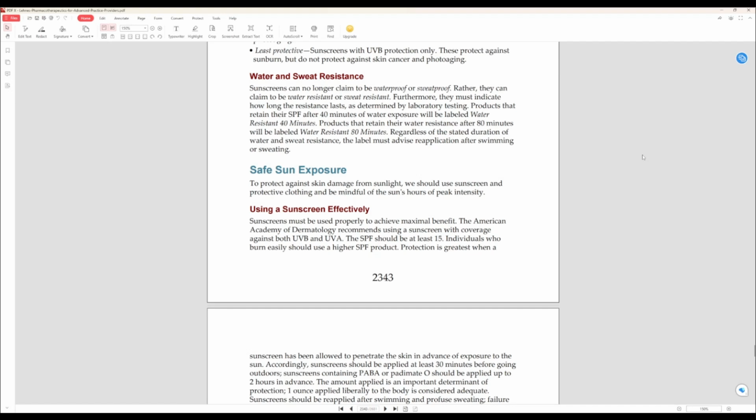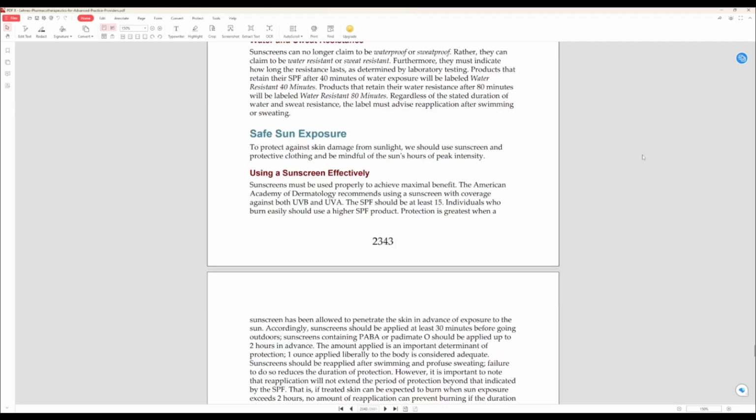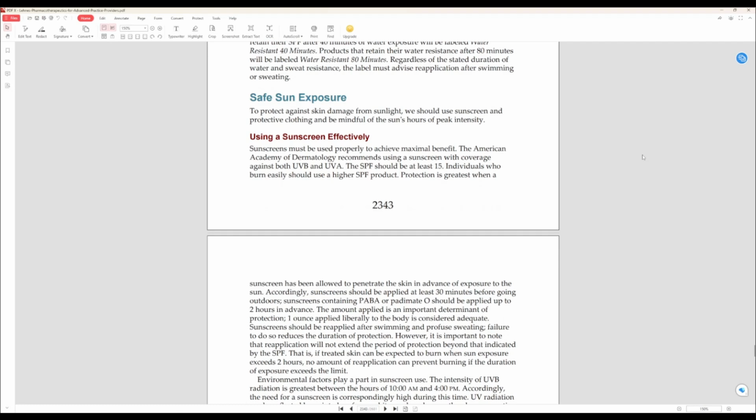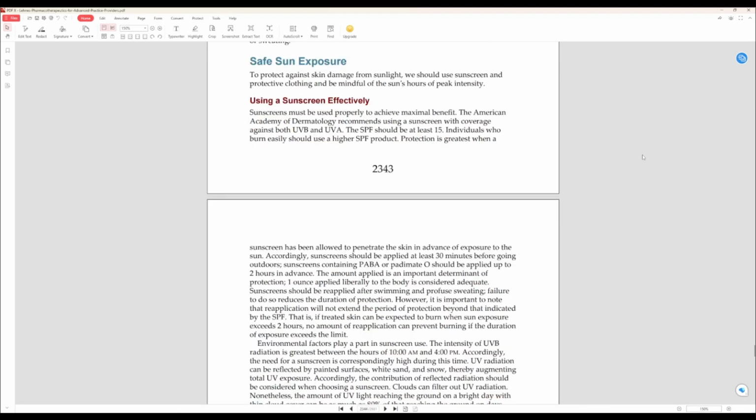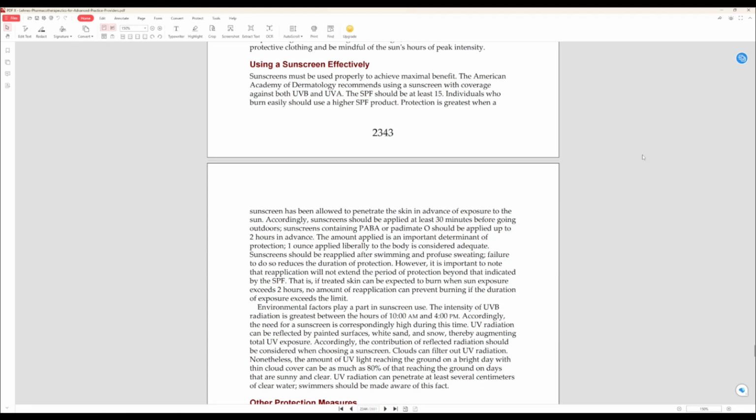So, safe sun exposure. To protect against skin damage from sunlight, we should use sunscreen and protective clothing and be mindful of the sun's hours of peak intensity. Using a sunscreen effectively. Sunscreens must be used properly to achieve maximal benefit. The American Academy of Dermatology recommends using a sunscreen with coverage against both UVB and UVA. The SPF needs to be at least 15, and an individual who burns easily should use a higher SPF product. Protection is greatest when a sunscreen has been allowed to penetrate the skin in advance of exposure to the sun.